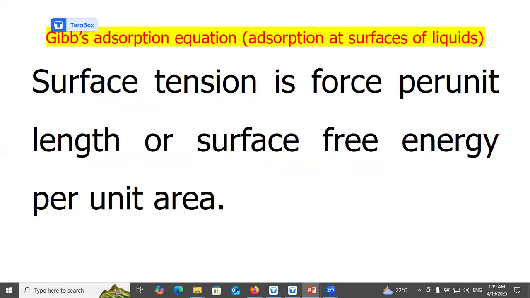That's all about the Gibbs adsorption equation, adsorption at the surface of liquids.